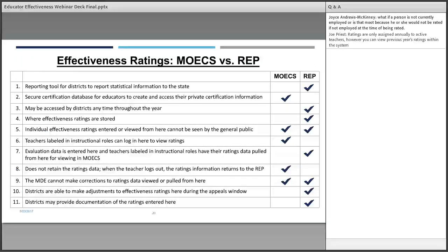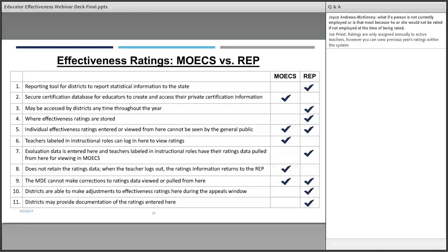This is a chart comparing information and how it's handled by MOEX and by the REP. Firstly, the REP is a reporting tool for districts to report information to the state. MOEX is a secure certification database for educators to create and access their private certification information. The REP may be accessed by districts anytime throughout the year. The REP is also where effectiveness ratings are stored.